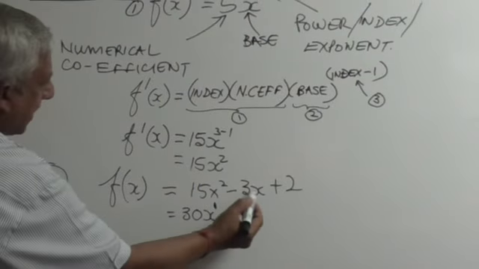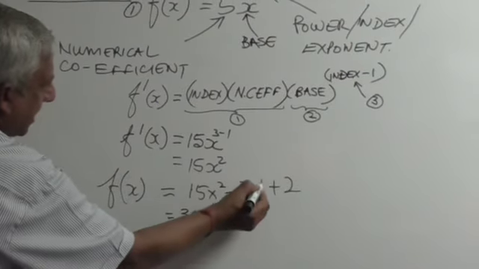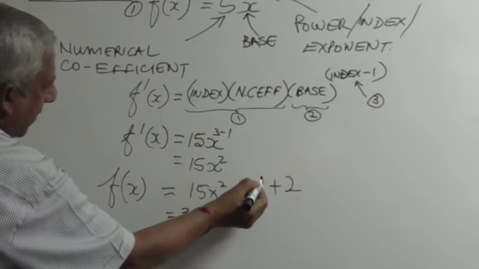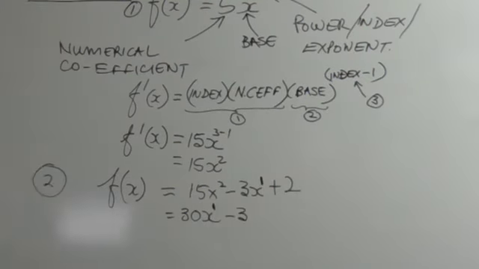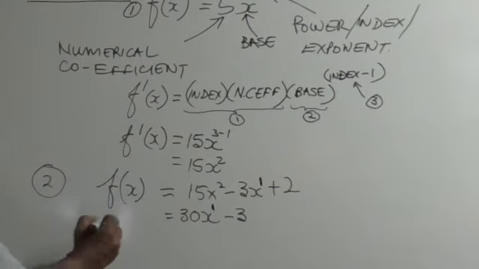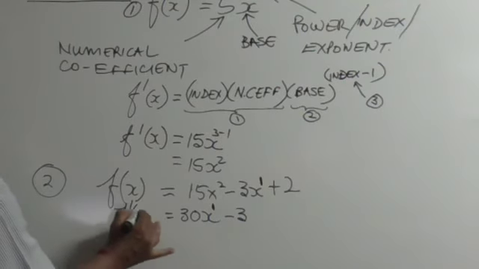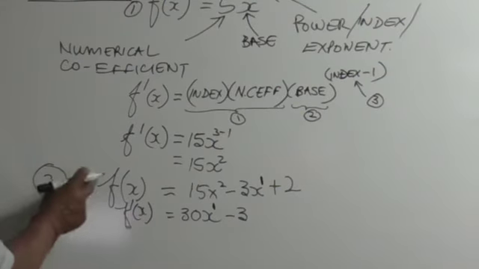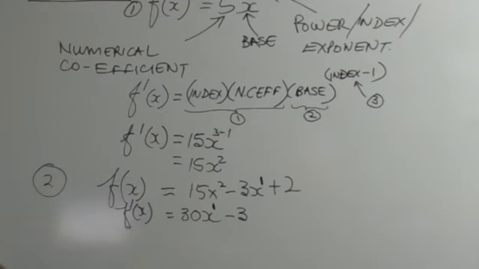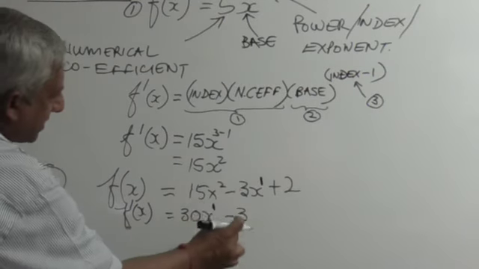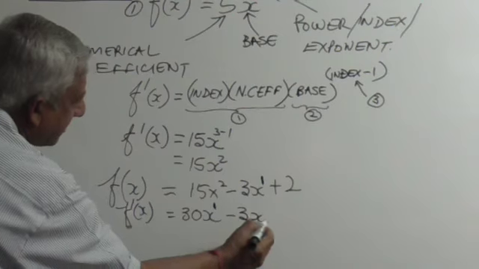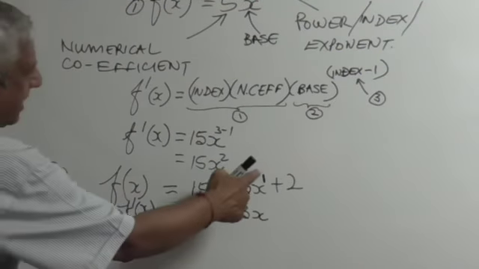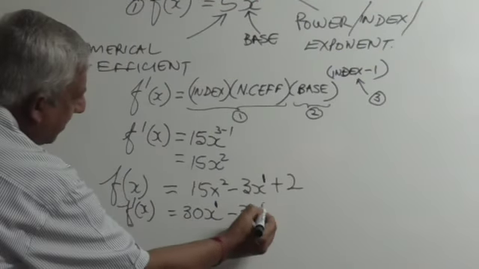Now, look at this part. What is the index here? The index here is 1. 1 times minus 3 will give you minus 3. Alright, sorry. This is supposed to be f prime x is equal to. That's your question, that's your answer. 1 times minus 3 is minus 3. That's step 1. Step 2, write down the base. And then index minus 1. Now 1 minus 1 will give you 0.